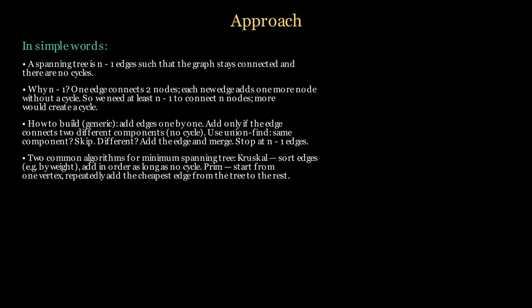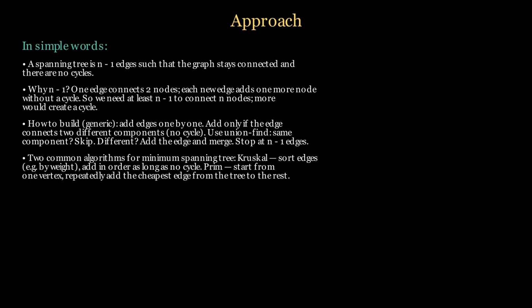To build one, generically, add edges one by one. Add an edge only if it connects two different components. Use union find: if the two endpoints are in the same component, skip; if not, add the edge and merge. Stop when we have n-1 edges.